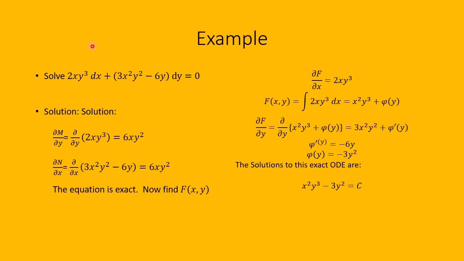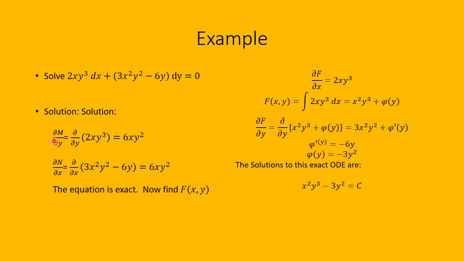As another example, let's solve this equation if we can. 2xy cubed dx plus the quantity 3x squared y squared minus 6y dy equals 0. First, we'll check to see if this is exact, and if it is exact, then we need to find a function capital F such that this is the partial of f with respect to x dx plus the partial of f with respect to y dy equals 0. So first of all, let's think of this stuff as m of x,y. Think of this stuff here as n of x,y.